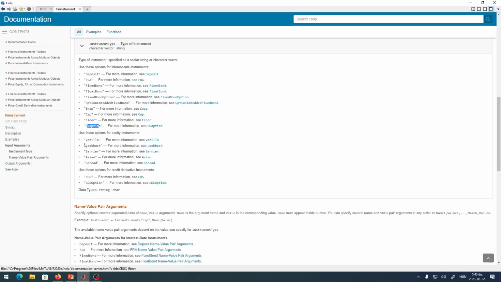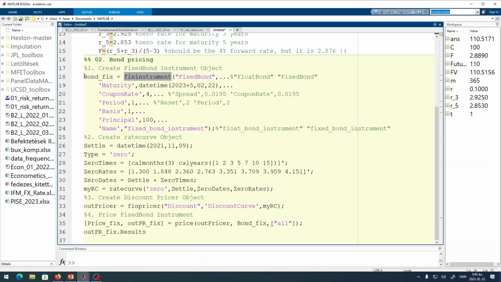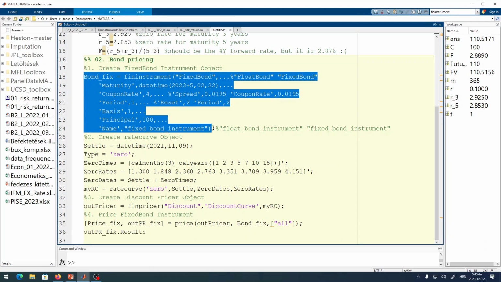and also you can see that not just vanilla but also lookback, barrier, Asian and spread options can be used. And also later on, when we will be working with the CDSs, then we will also use this. So this function will provide just a general setup for the data set. So if we are executing this one, this is calculating nothing at all. This is just preparing the data.